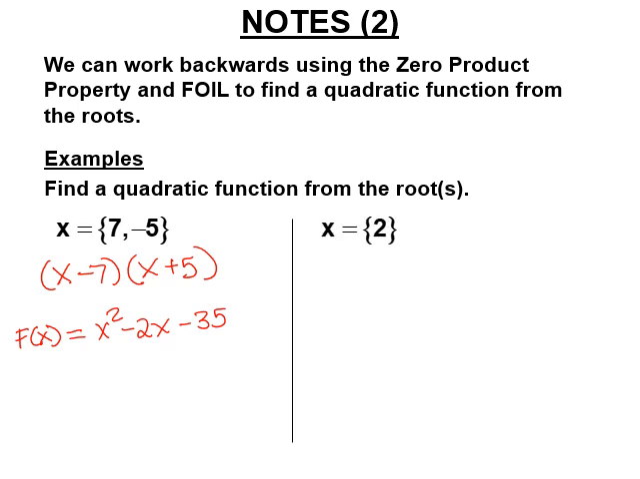This only has one root. That means it had two factors that were the same. So the function would be x squared minus 2x minus 2x minus 4x plus 4.